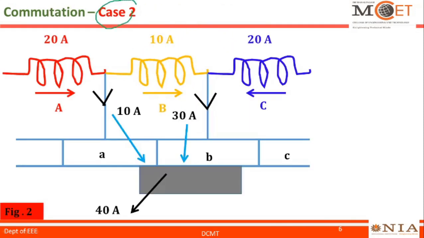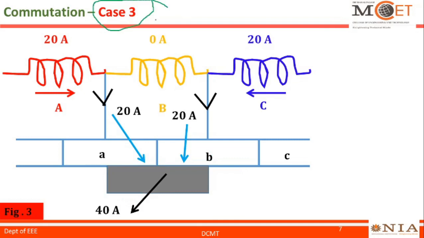Referring to case 2, 3/4 of the brush is in contact with the segment B and 1/4 of the brush is in contact with the segment A. We know the total load current is 40 ampere and 1/4 of the current is collected via commutator segment A to the brush, and 3/4 of the current, that is 30 ampere, 10 from coil B and 20 ampere from coil C, combined together at this node and collected to the brush through the segment B.